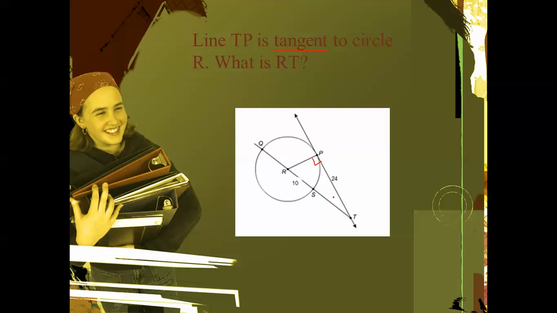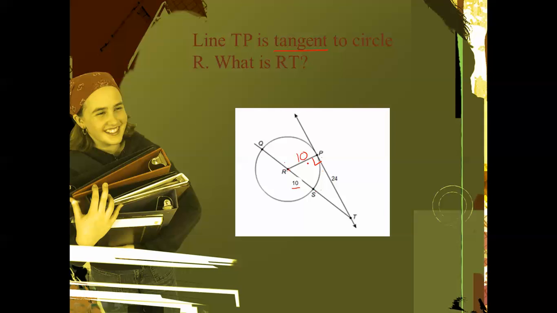So in order to find RT, what we would have to do first is find RP right here. And so we are going to use the Pythagorean theorem for this one. If you notice here, they gave us RS, and they told us that it's 10. The reason that helps us is because it also tells us what RP is, because RS is a radius and so is RP. So if RS is 10, then we know that RP is 10.